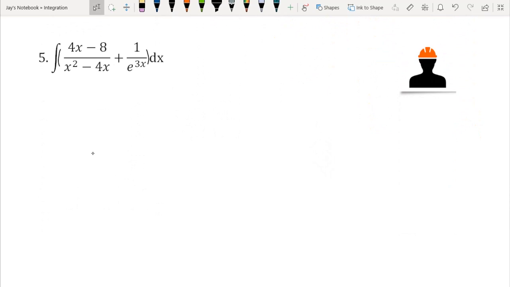Okay, we have example number 5, that is the integration of 4x minus 8 over x squared minus 4x plus 1 over e raised to 3x dx. Now, since we have two terms, we can integrate them individually. So we can write our function as the integration of 4x minus 8 over x squared minus 4x dx plus the integration of 1 over e to the 3x dx. So let's begin with the first term.